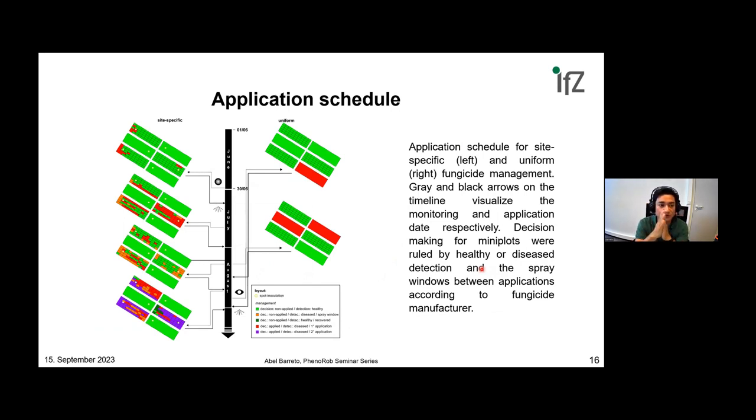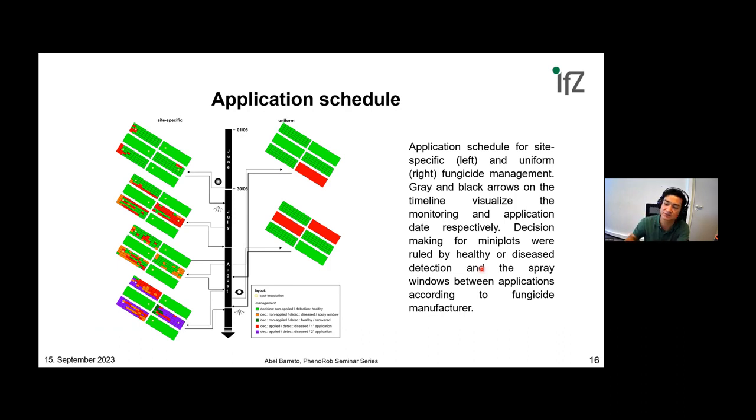Here's an overview from the year 2022, how our application schedule works. On the right side of this timeline is the uniform application that we apply with a normal tractor, extensive, and we use the thresholds that establish the IPM in Germany.